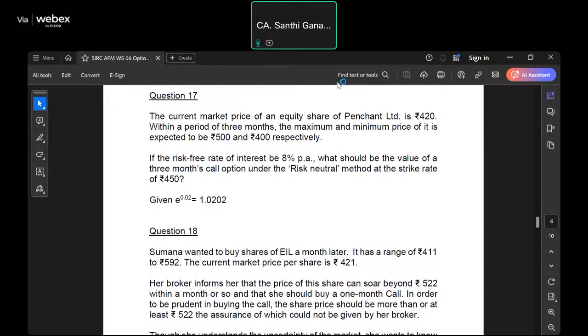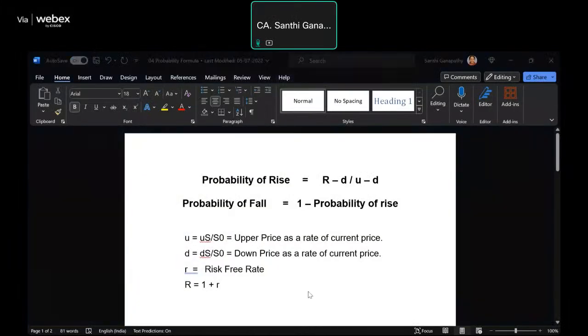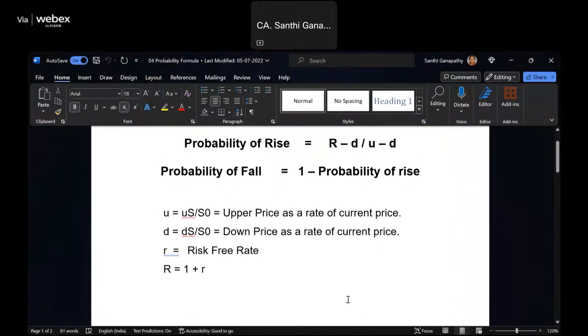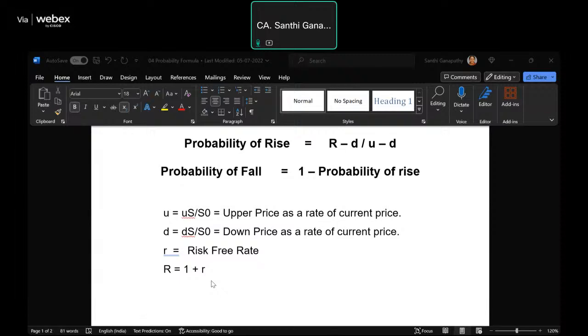So the formula for finding the probability is this. Then you have a binomial model. Probability of rise is R minus D divided by U minus D, and probability of fall is 1 minus probability of rise. Because it's binomial, you consider only two states. Only two states means the total probability is 1. And therefore, if you have the probability of rise, then the other probability of fall will be 1 minus this.